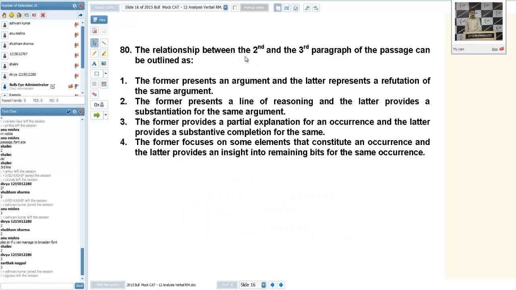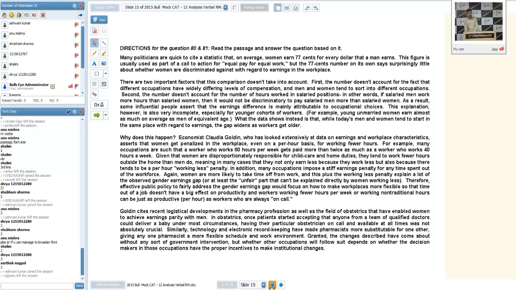Now, the question I picked up is about the relationship between the second and third paragraphs. Let's see what we have in the second paragraph. It says there are two important factors this comparison doesn't take into account. It talks about the comparison drawn above and those two factors. Now the third paragraph asks why this happens. In spite of refuting two arguments in the second paragraph, in the third paragraph the author is now explaining how it happens.